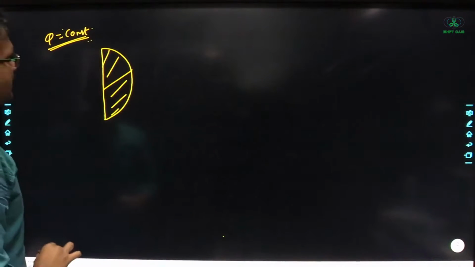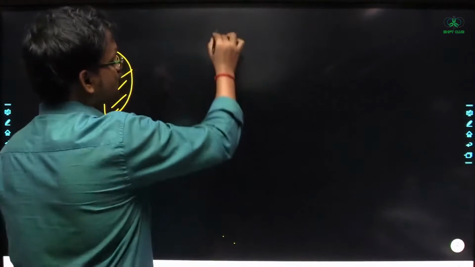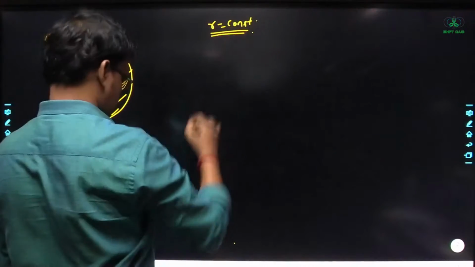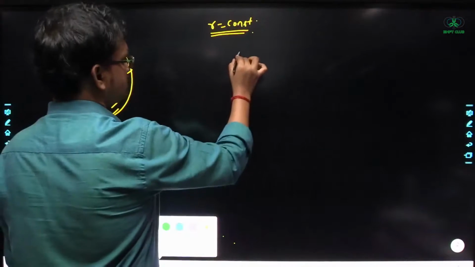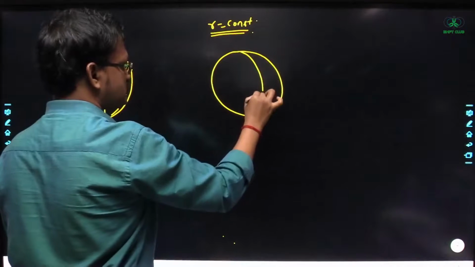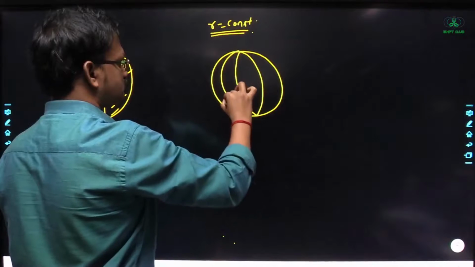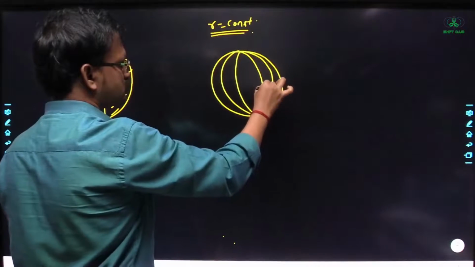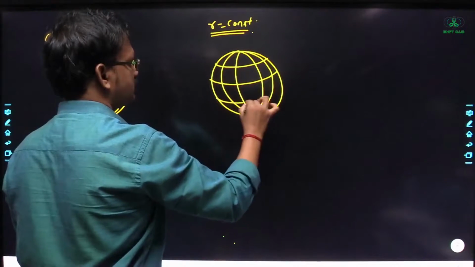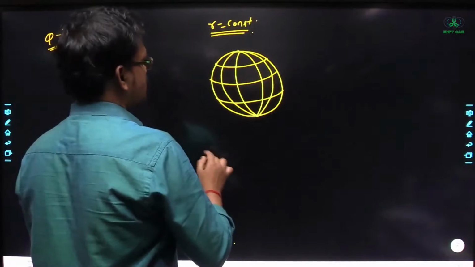Next, the variables are theta and phi, so we call it the r equal to constant plane. For r equal to constant, what we got here? We got the surface of the sphere. We got the surface area of the sphere like this.